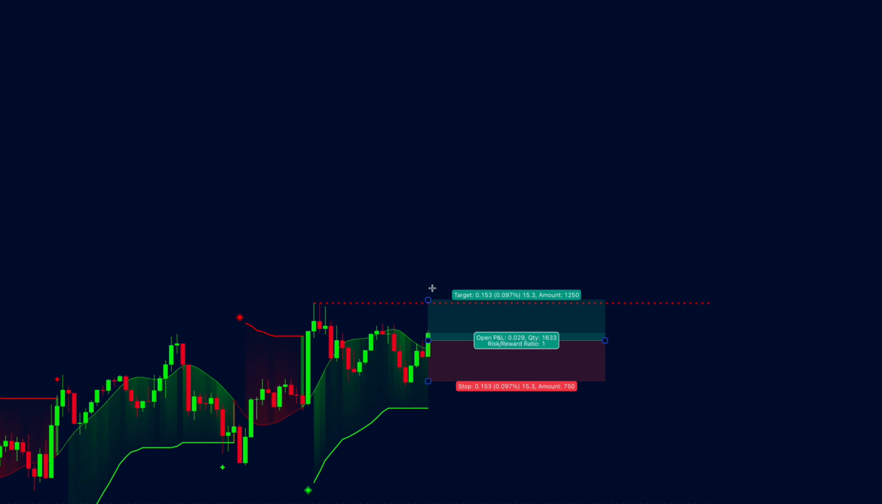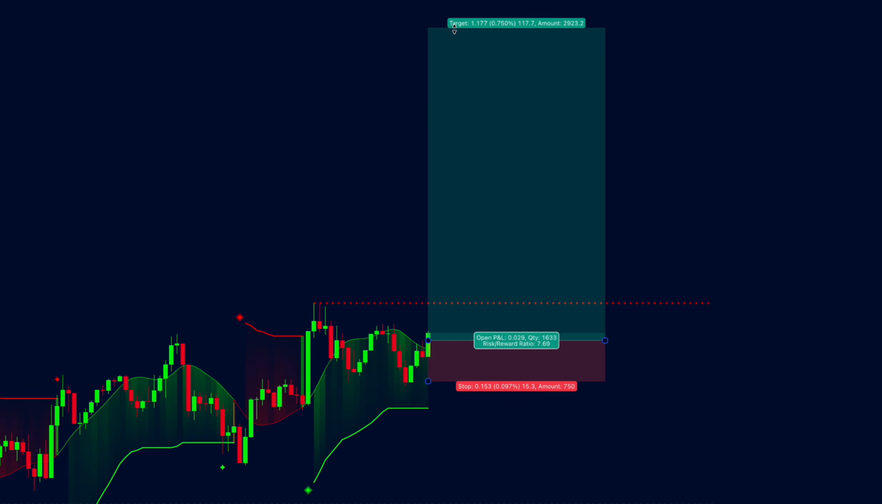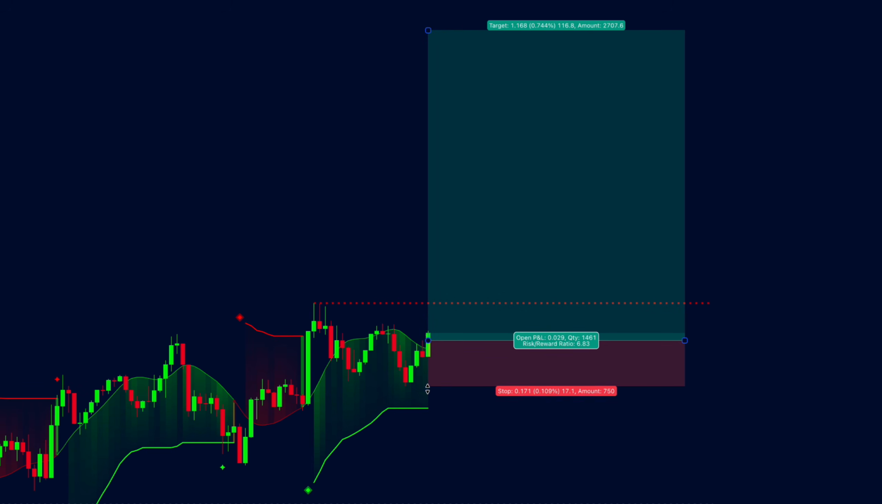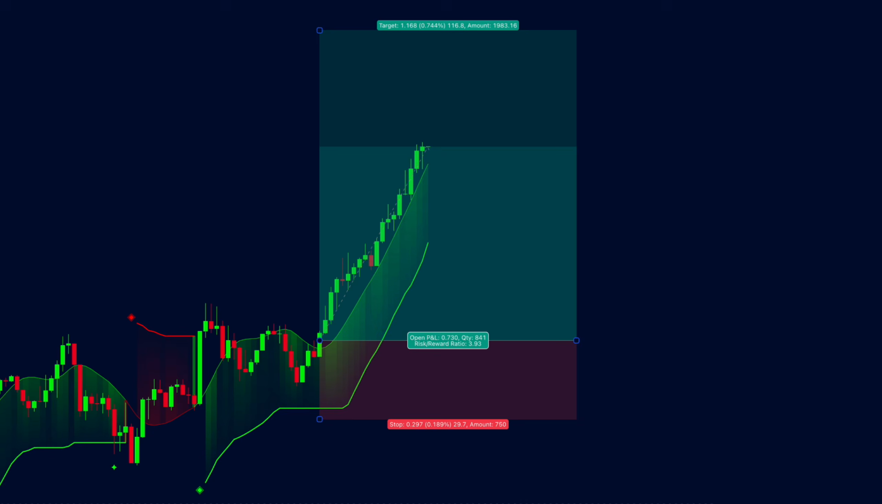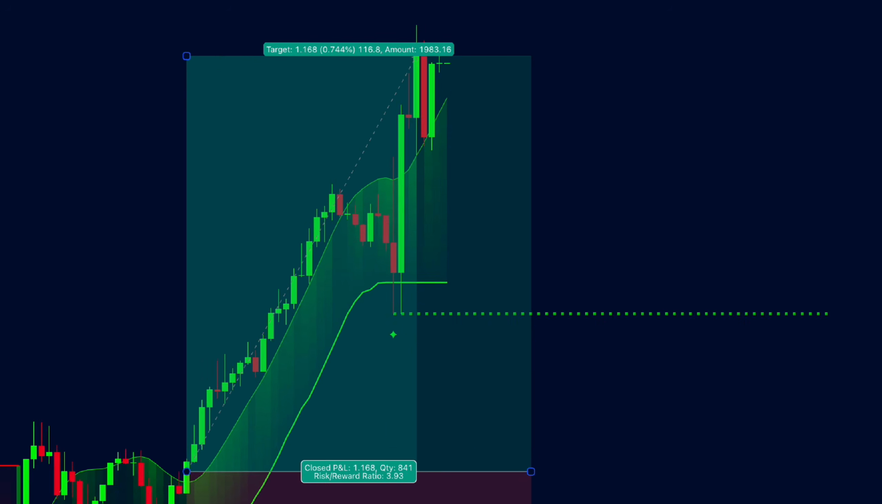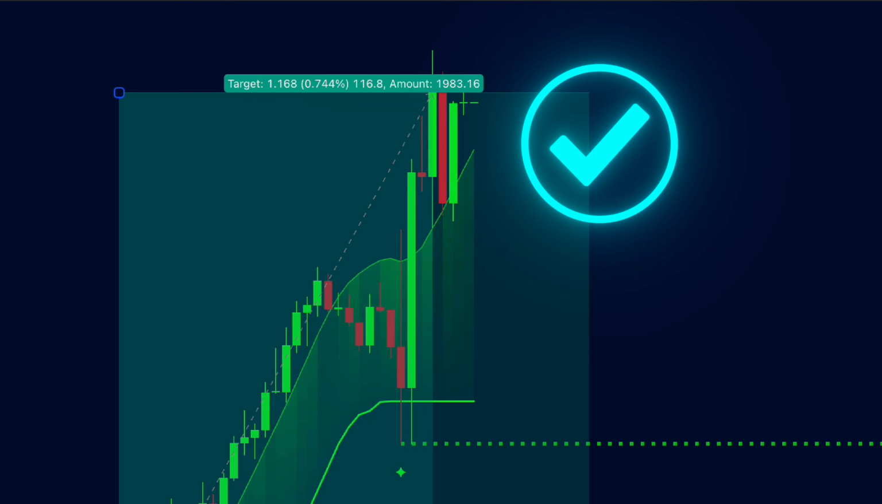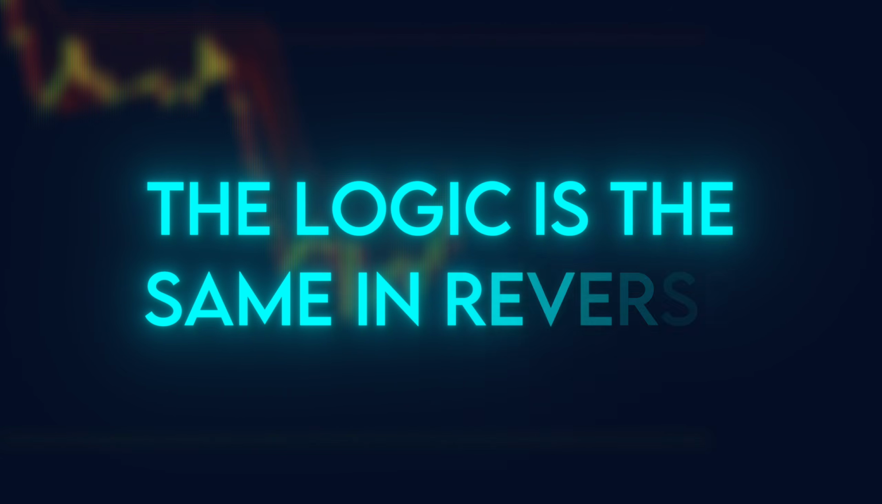Place your stop loss just below the recent swing low formed during the pullback, or slightly below the saber line itself. If price breaks through decisively, the trend structure may be shifting. For take profit, you can aim for the next resistance level, previous high, or use a risk-reward ratio such as 1.5. Short setup. The logic is the same in reverse.